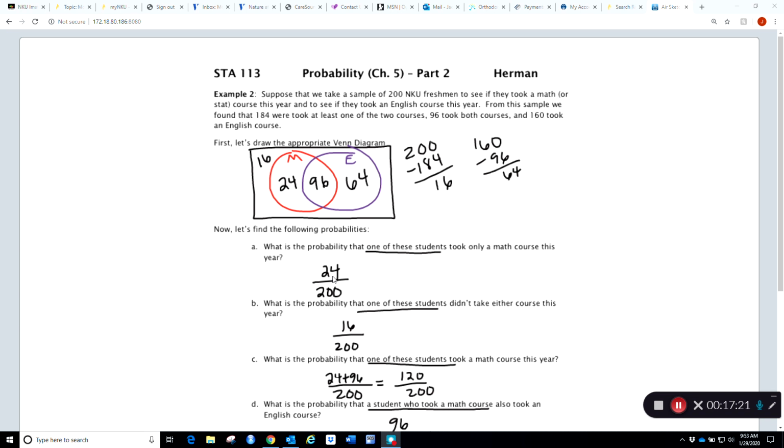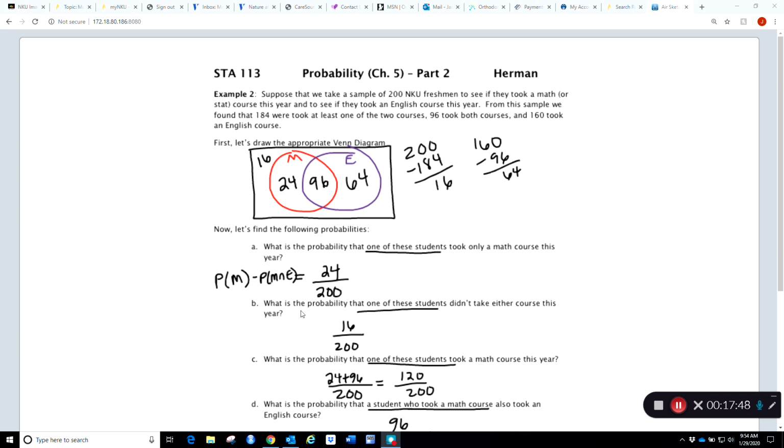Now notation-wise, technically what we just found, a lot of times we want to label as the probability of a math course, but we didn't, because that's the entire red circle. So that's not what I found. I found that and subtracted off that intersection of where they took both courses. So notation-wise, that's really what we just found.